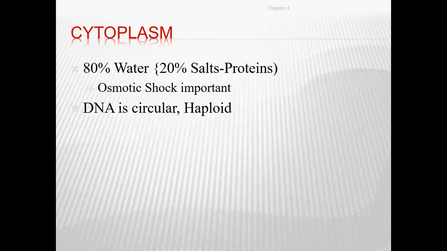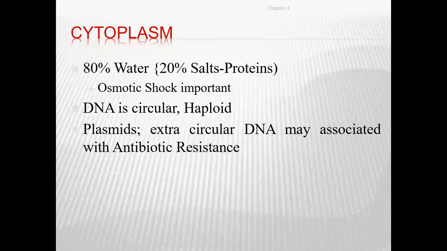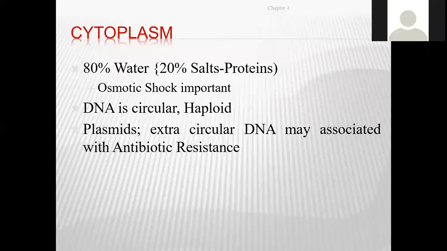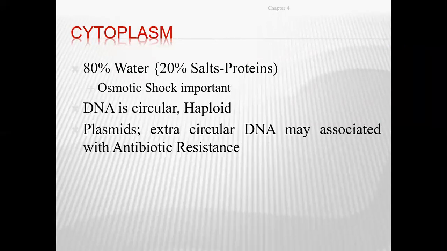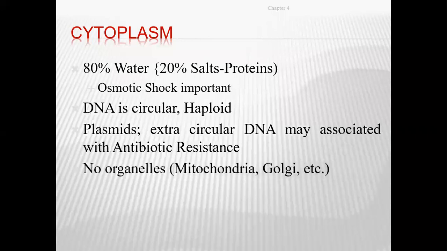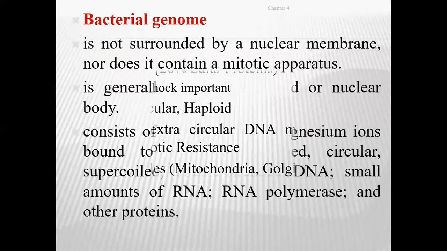DNA is a circular haploid present inside the cytoplasm in a specific region called the nucleoid. Also, plasmids are present, which are extrachromosomal DNA that may be associated with antibiotic resistance. This plasmid is different from the circular haploid chromosome. No organelles are present such as mitochondria or Golgi apparatus.